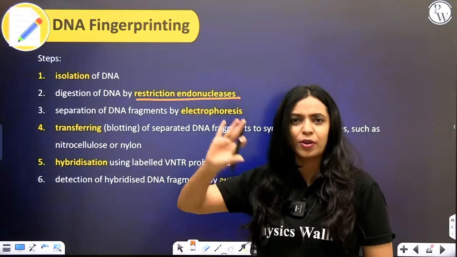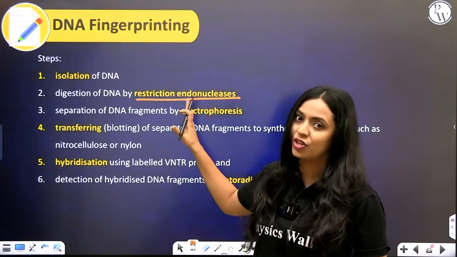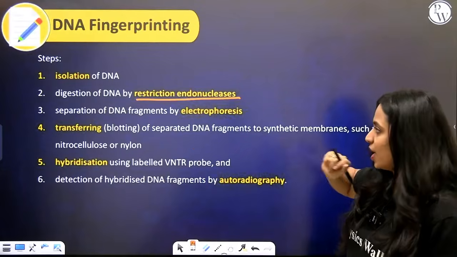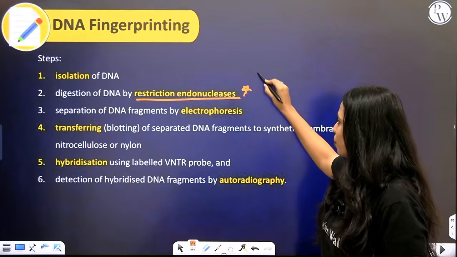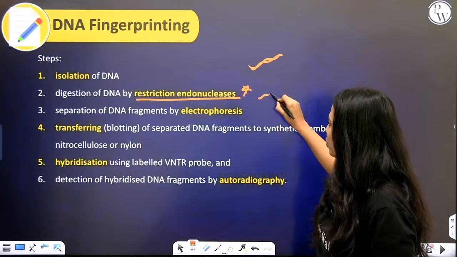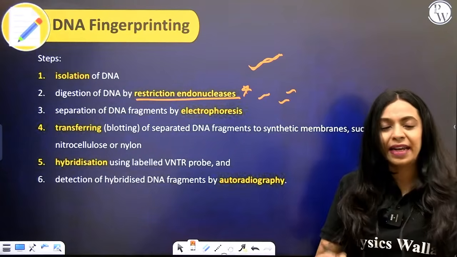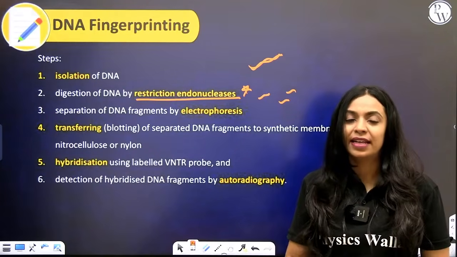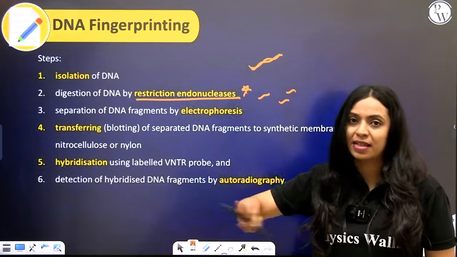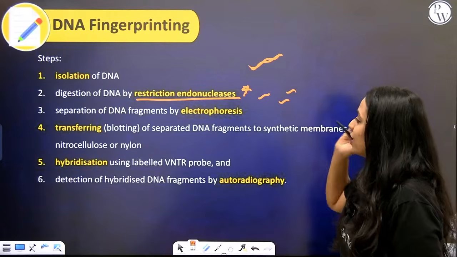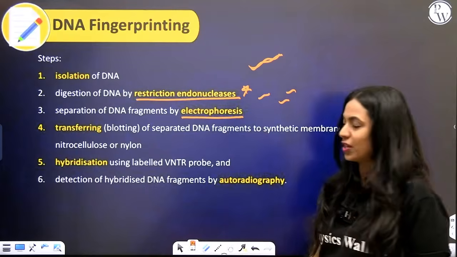Don't worry much about it now. In detail about restriction endonucleases, you learn in biotechnology chapter. So these enzymes are used to break the long molecule of DNA into shorter fragments. Later, based on the density or length of the fragment, they are separated. Okay, so they are separated by a process called gel electrophoresis.